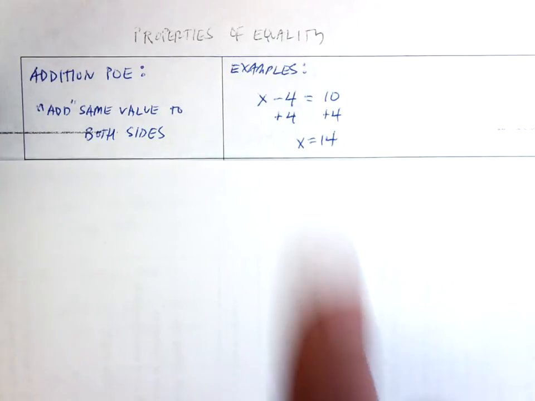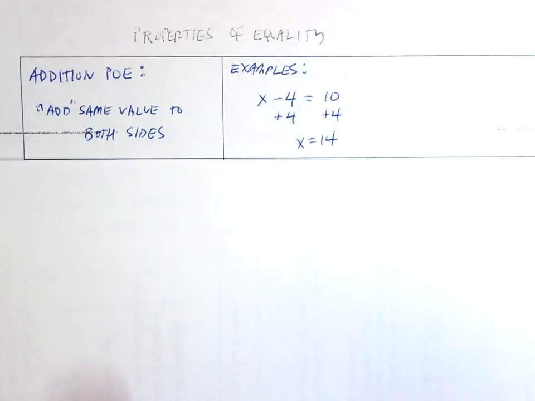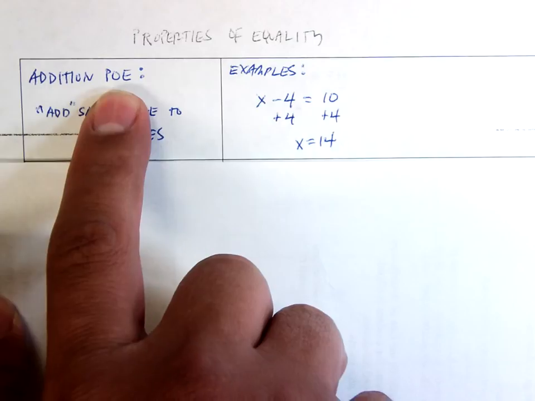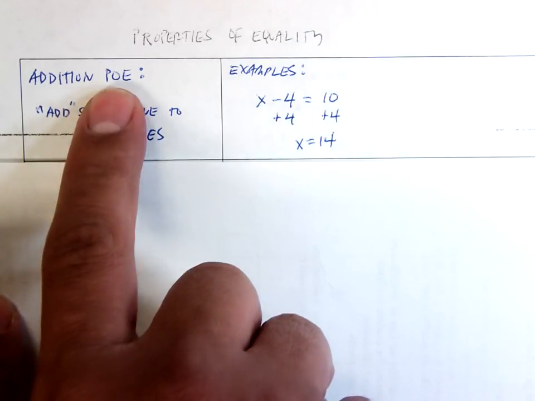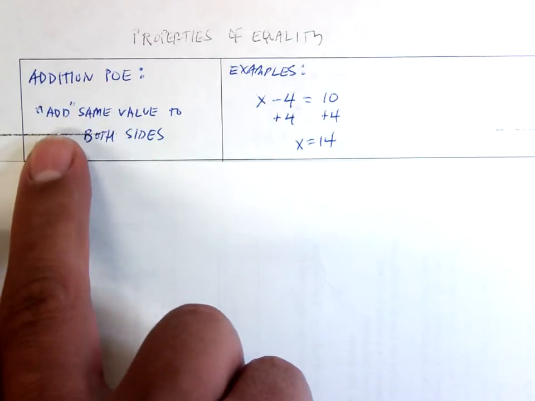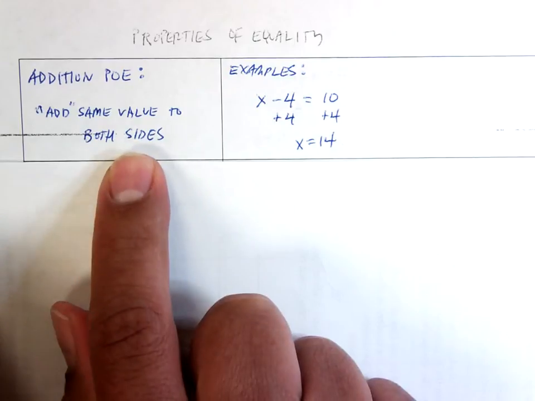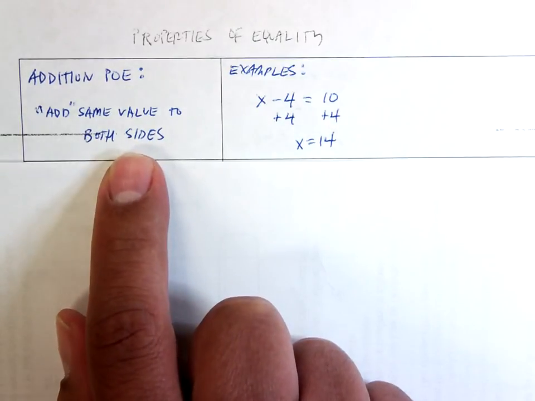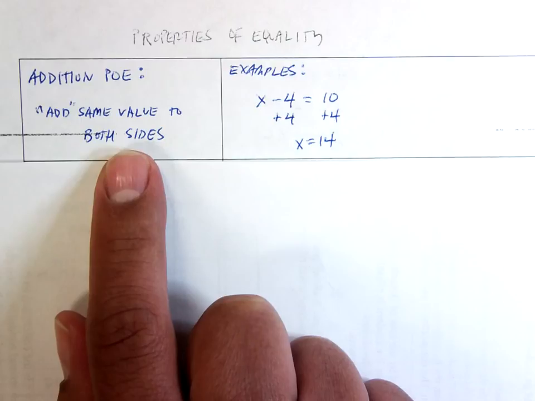Alright, so we're talking about properties of equality, and the first one that we're going to talk about is the addition. Whenever you see POE, that means property of equality. So the addition POE, what does that mean? It just means that we add the same value to both sides. Okay, so I've got an equation, and I add the same value to both sides.